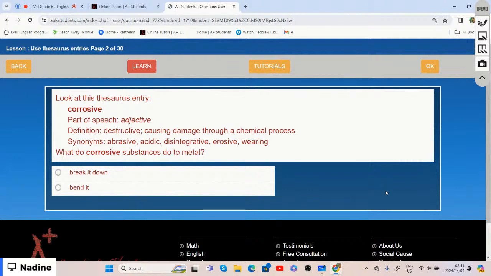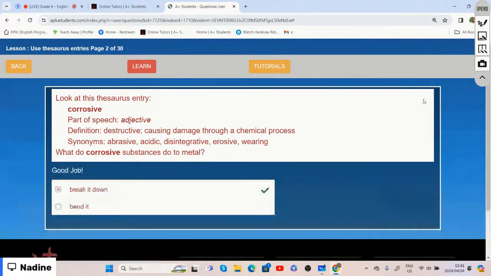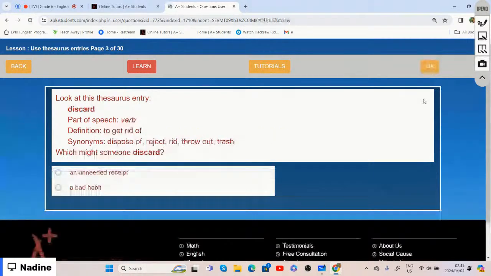All right. And if we were to select the correct entry that tells us what corrosive substances do to metals, then we can say that it breaks the metal down. It breaks it down, right? Because it's not just bending it, it is breaking it. It is acidic. It is causing a destruction, right? Yes, so well done. Breaking is correct.